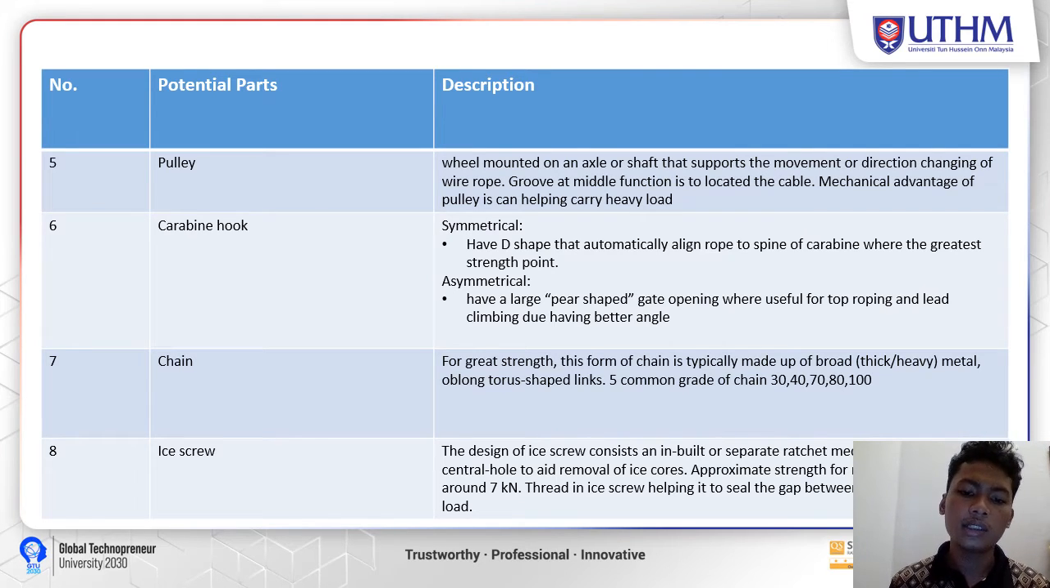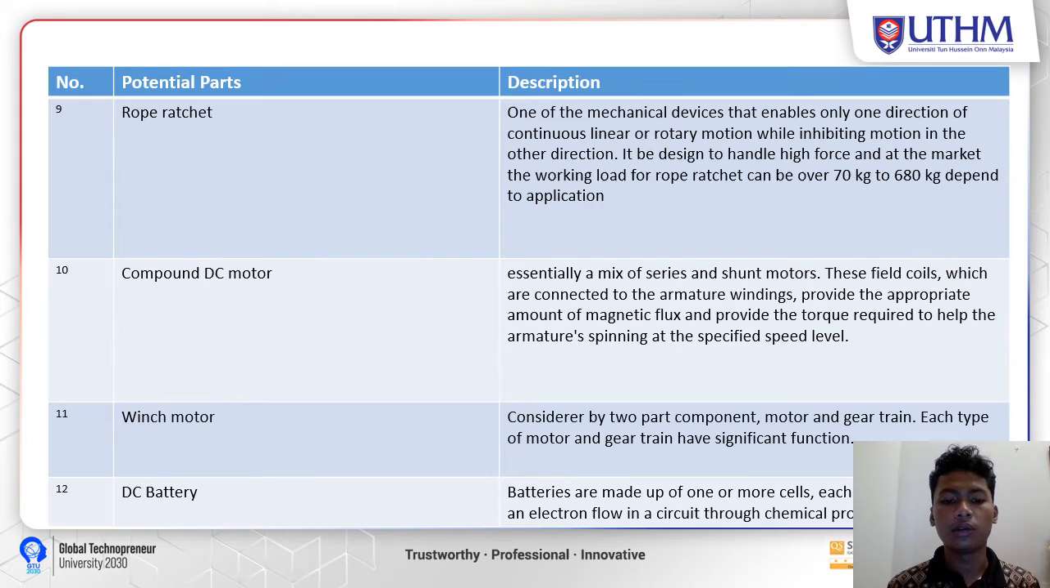Eighth, ice screw. The ice screw is designed to be used for ice climbing, where it consists of a separated ratchet member with a central hood to allow removal of ice core. The approximate strength of an ice screw is around 7 kN. The thread in the ice screw helps to seal the gap between the surface and allows it to carry a heavy load.